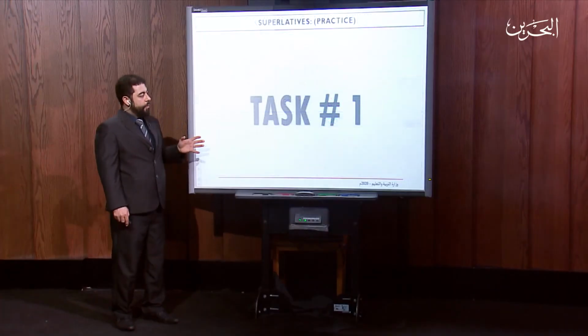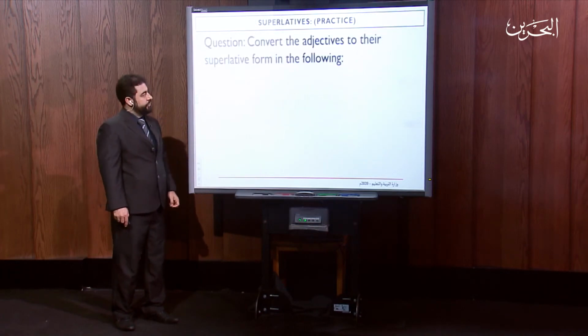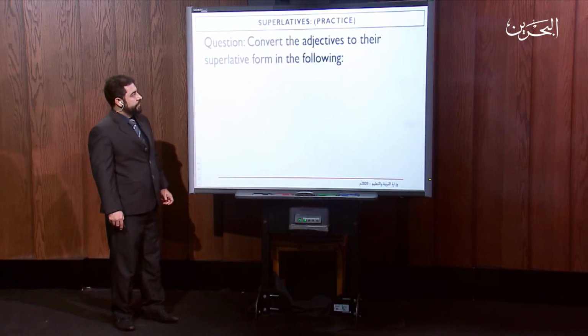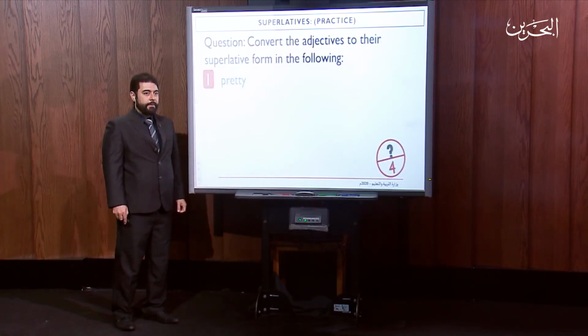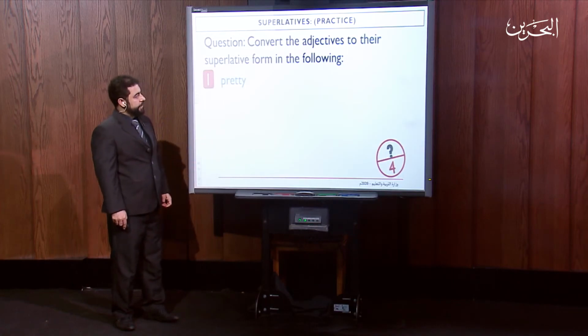Now, let's go over a task and let's check. Question: convert the adjectives to the superlative form in the following. And you have a mark of 4. Number 1, pretty. Change pretty into a superlative.